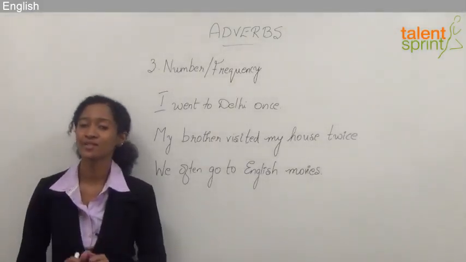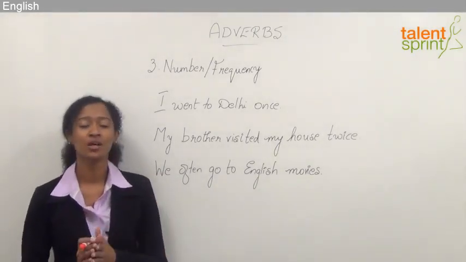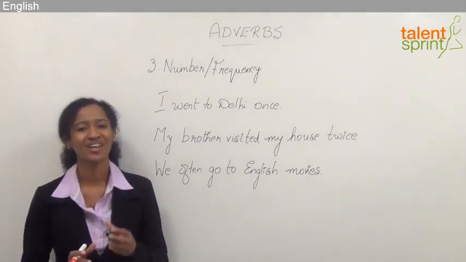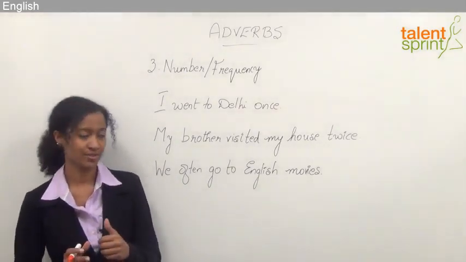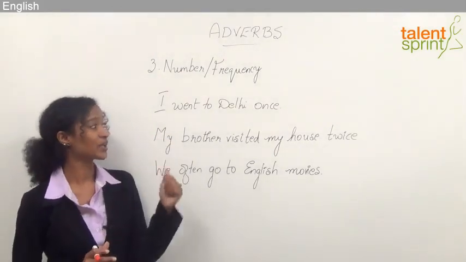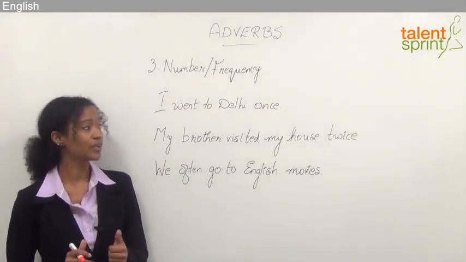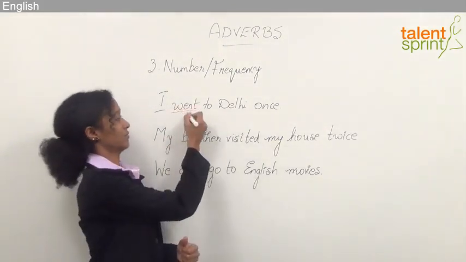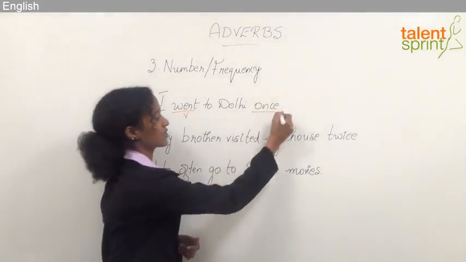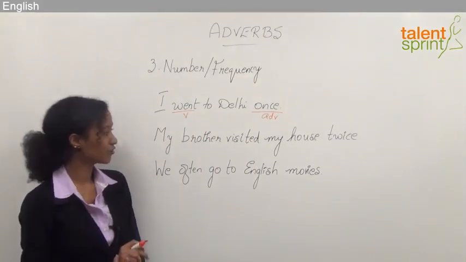Our third adverb is the adverb of number or frequency. Now here the word denotes the number of times or the frequency at which the action is done or performed. So that is our adverb of number or frequency. Let's look at the first one. I went to Delhi once. So what's my verb here? Went. So how many times? Once. So this is my adverb of number or frequency.